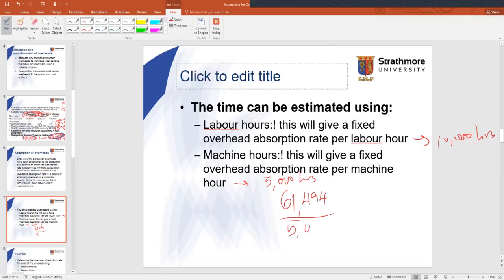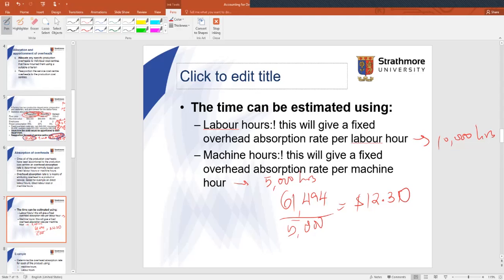We divide by 5,000, and we get 12.3. That is therefore the overhead absorption rate based on the machine hours.